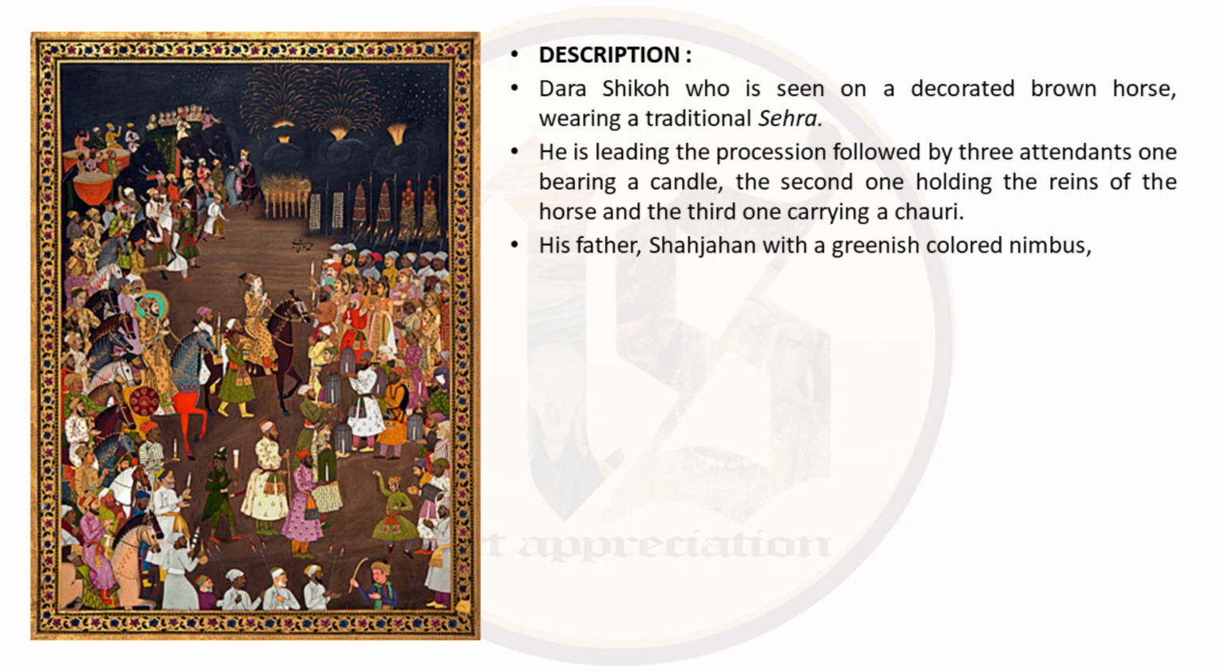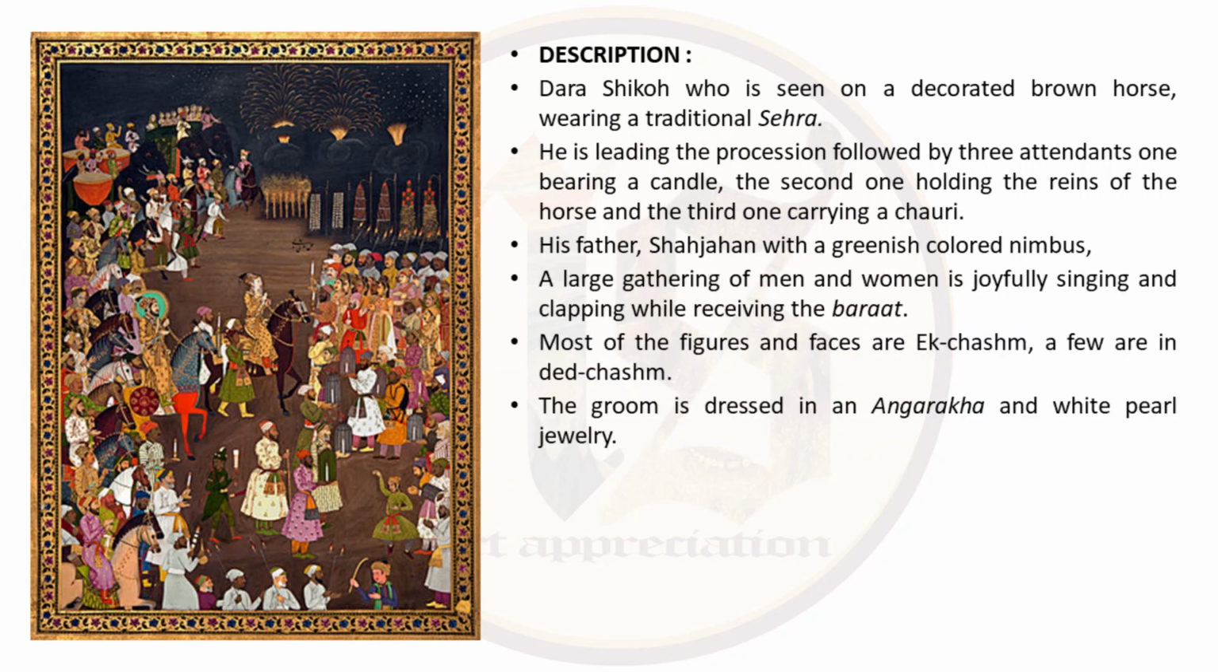His father Shah Jahan is shown with a greenish colored nimbus to certify that he is of a high status, and he is also riding another decorated horse right behind Darashikoh. Most of the royal people are shown riding horses, and some of them are on foot, which are proceeding towards the bride's side. A large gathering of men and women is joyfully singing and clapping while receiving the barat. Most of the figures and faces are ek chashma, but a few are also in ded chashma.